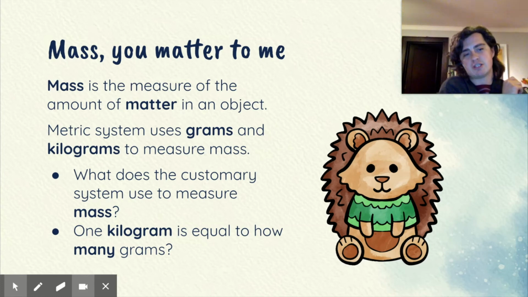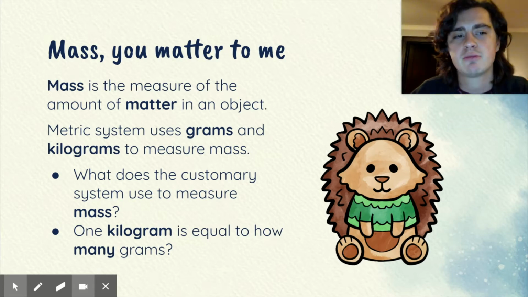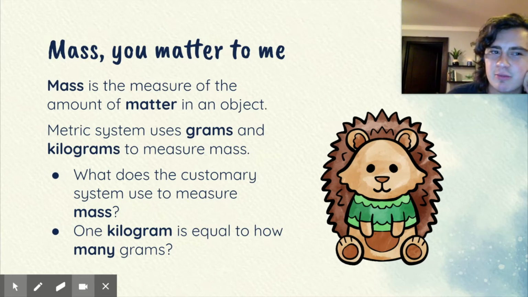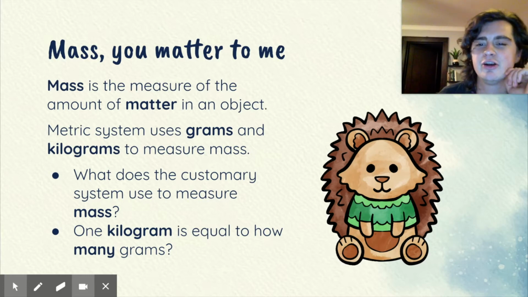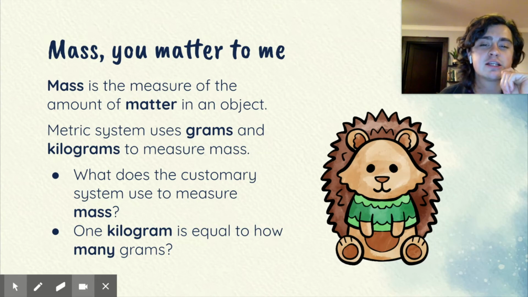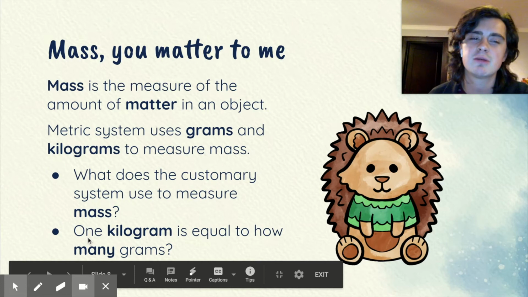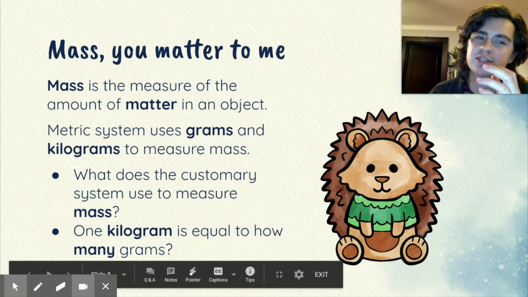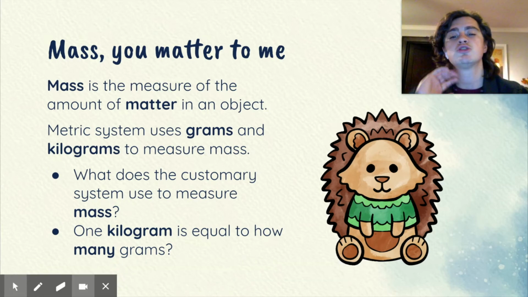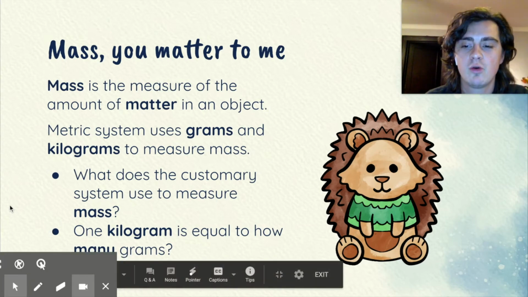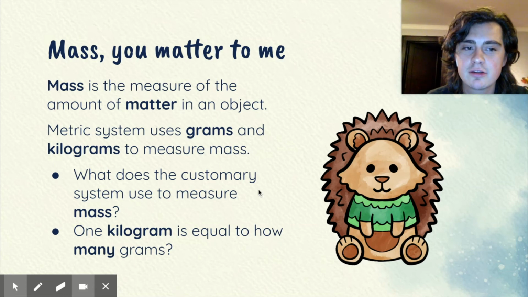The metric system is what we're talking about today. It uses grams and kilograms to measure mass. And so my next question for you: in the United States, what does the customary system use to measure mass? I already said it earlier. And you might say, what do we use to measure weight? You'd get the same answer for now. So what does the customary system use to measure weight? You can pause here if you haven't answered that question yet.